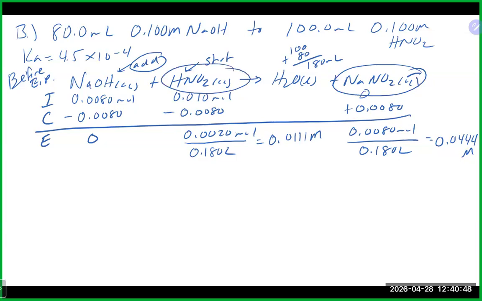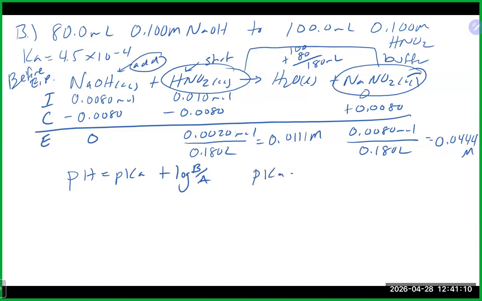And once again, as we should expect, we have made a buffer at this point. And because it is a buffer, we can probably easily get the pH by using our Henderson-Hasselbalch equation. We're going to need a pKa value here. So that's going to be minus the log of 4.5 times 10 to the minus 4.